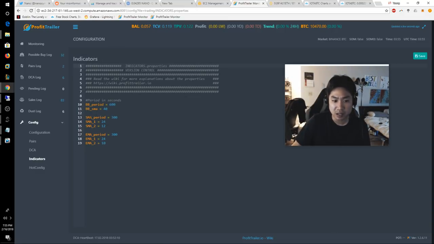I'm not going to talk about simple moving average or bullish or bearish, but I'm going to go ahead and talk about EMA spread and my EMA 1 and 2. So slow moving average and fast moving average and my EMA period of 5 minutes. I think this is something that you guys all really need to learn. If you're using Profit Trailer, you need to be able to chart it, okay? And it's not that difficult.